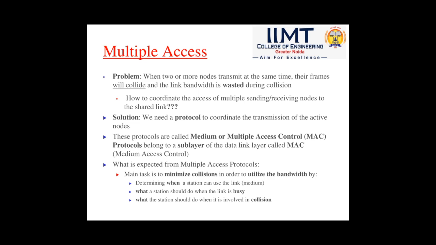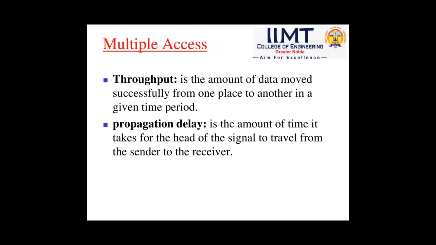Now this protocol will determine when a station can use the link. If 10 stations are present, how is it decided? It is decided through the protocol which station now has a chance to send the data. What should a station do when the link is busy? That should also be properly well defined. And what should a station do when it is involved in a collision? It should send the frame again.